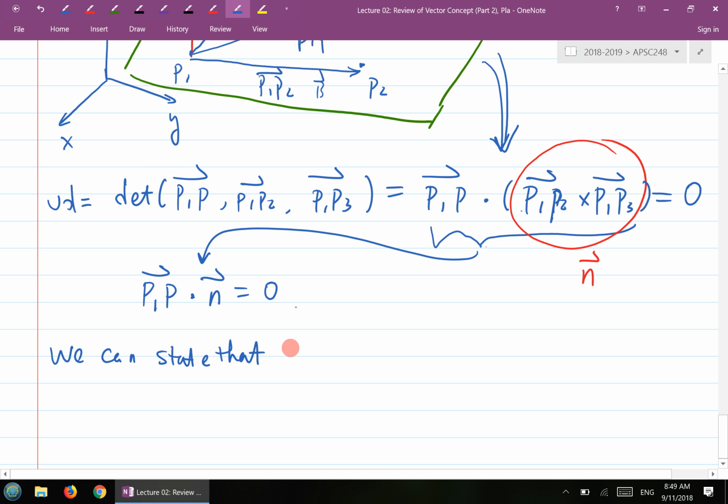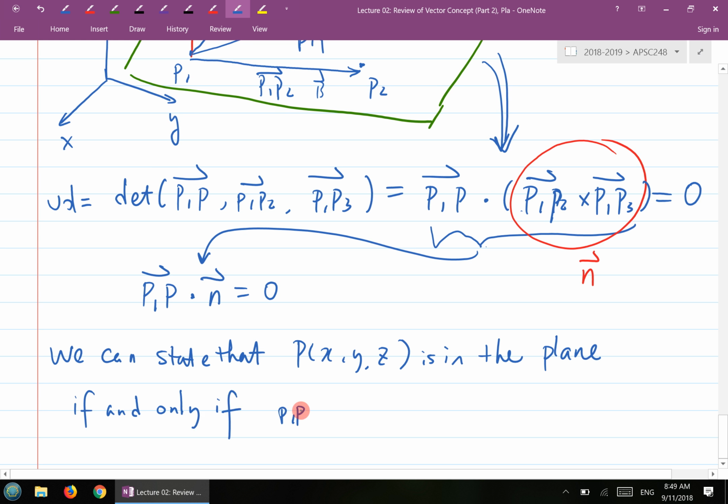Okay, so we can state that this P, x, y, z, which is the general point that we picked from the 3D space, this P is in the plane. Okay, so I can state that this point is in the plane if and only if this P1P dot n hat equal to 0. Okay. Dot n hat equal to 0.